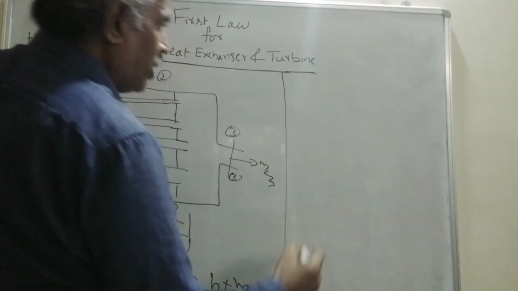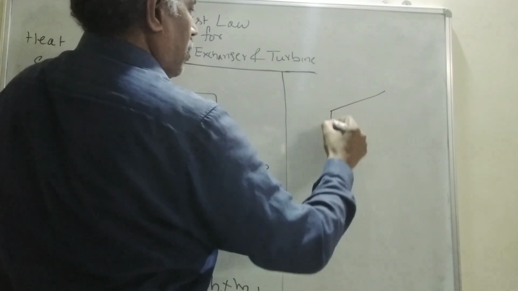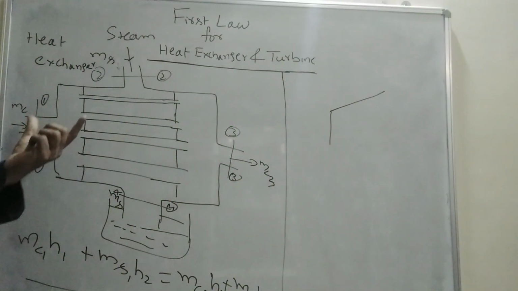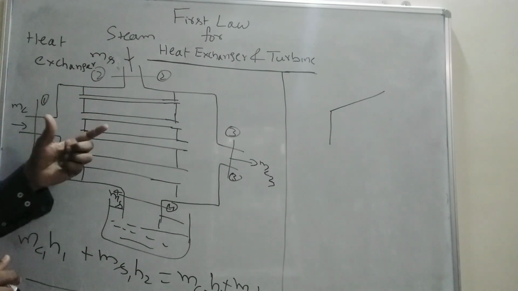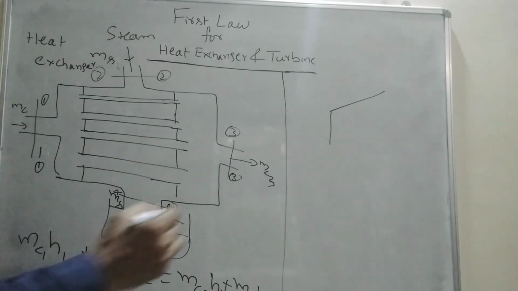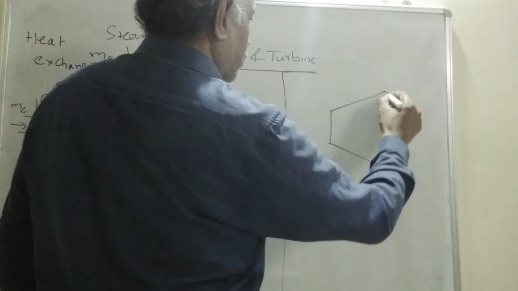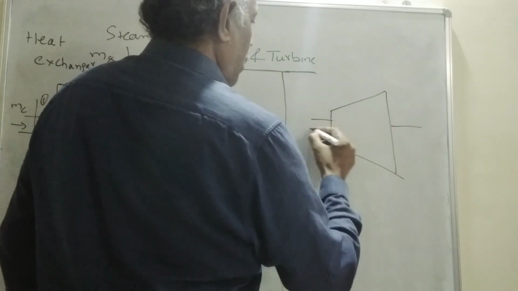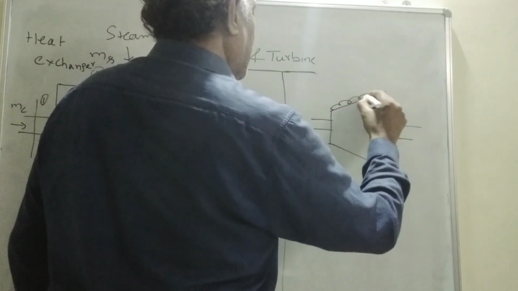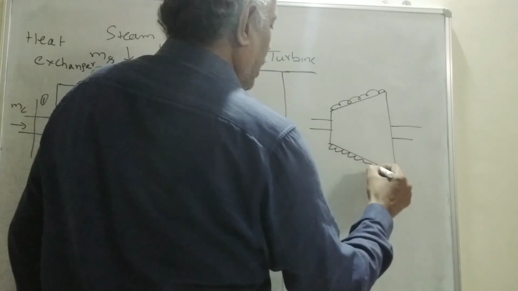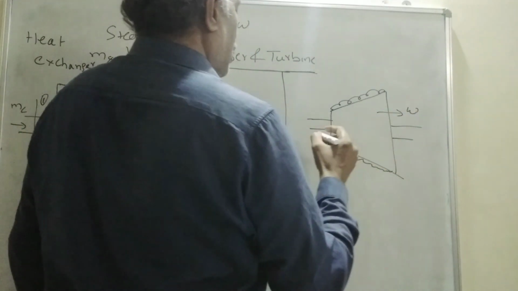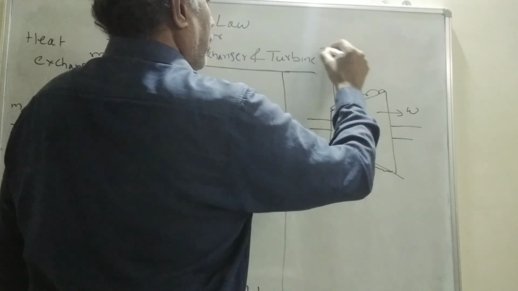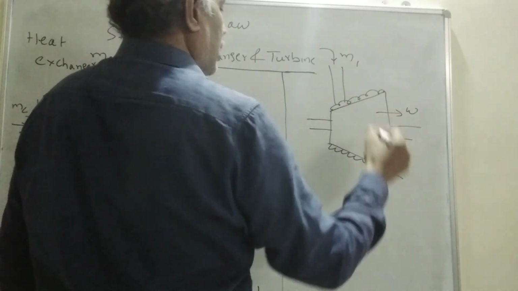Now consider the same thing, the first law applied to a turbine. In the heat exchanger, you don't have any work transfer between the system and surroundings, and there is no heat transfer. Whereas in case of a turbine, there is no heat outlet, and there is only work, with a mass inlet and mass outlet.